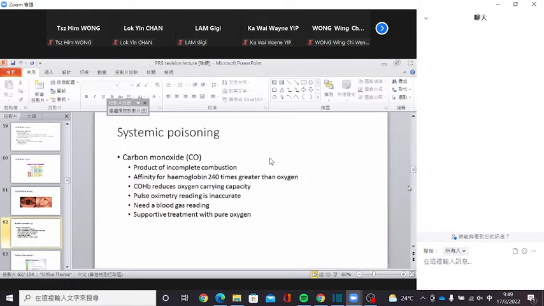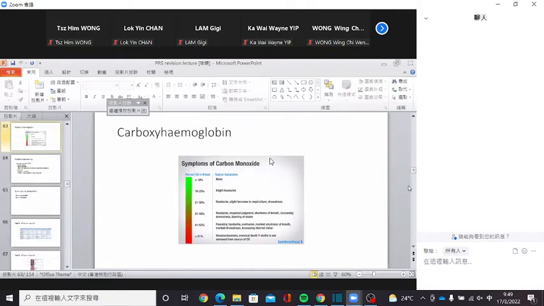So you will need an appropriate blood gas reading to make the diagnosis. And the treatment is to give supportive pure oxygen. And this diagram shows the symptoms of carbon monoxide poisoning.